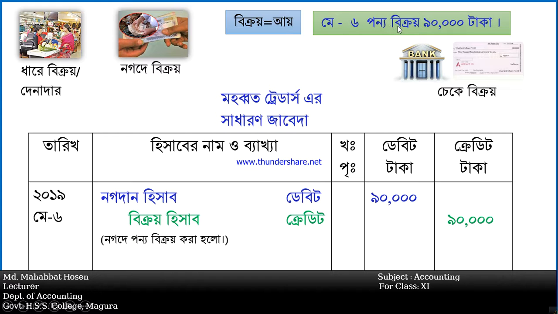May 6, sold product by cash, certainly by cash. Sold product by 90,000. So what will be the debit? As for selling any product, cash has come to the business. This is why assets has increased. So cash will be debit and sold will be credit. Okay, cash debit, sold credit. And sold means revenue has increased. We know very well if revenue increases, then it will be credit.